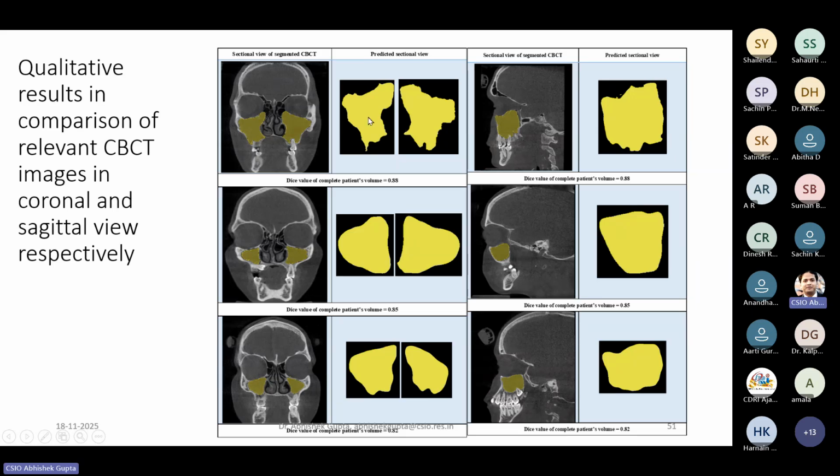With the CT, how does it look in comparison? This is made by the algorithm, and this is the comparison with the CT. However, we have compared it, but actually the comparison is not fair because CT acquisition is a different procedure, and this prediction is a different procedure.